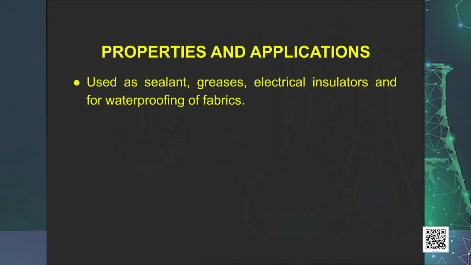These silicones have wide applications. They are used as sealant, greases, electrical insulators and for waterproofing of fabrics. Being biocompatible, they are also used in surgical and cosmetic implants. Next silicon compound is silicates. A large number of silicate minerals exist in nature. Some of the examples are feldspar, zeolites, mica and asbestos.